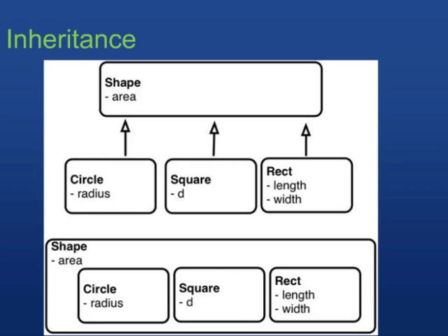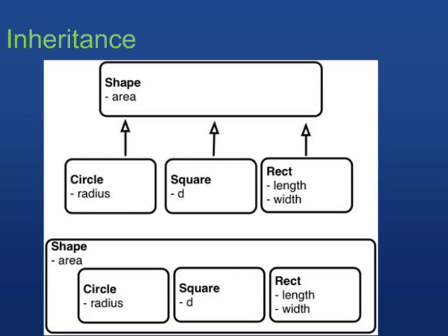I've got an abstract shape class, and I say, all shapes have an area, but my system is going to store 3 different kinds of shapes: circles, squares, and rectangles. And each of those different shapes has different parameters that specify it. So a circle, I need to store its radius. A square, I store the length of each edge. And a rectangle, I store its length and width.